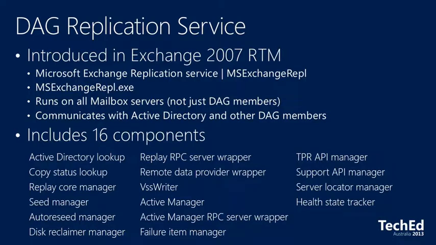The Replay RPC server wrapper is there to take any RPC communication and basically wrap it up into the form that our replication server, the underlying core manager process in the replication service, can understand and manipulate and pass around to other DAG members if necessary. The remote data provider wrapper is to go out and remotely query other DAG members and find out what information they have to make sure that everybody is consistently on the same page. The VSS writers, they are to manage backups. And then, of course, the biggest component that we have is the Active Manager component.